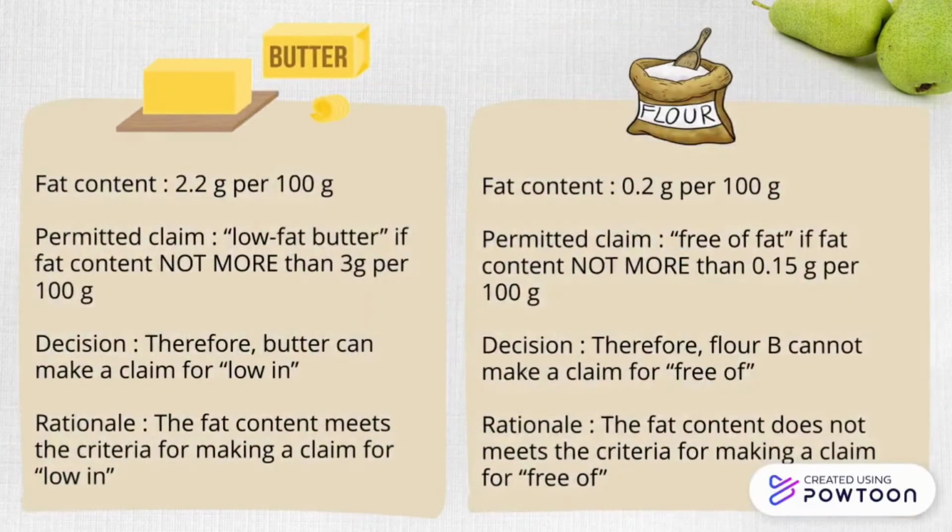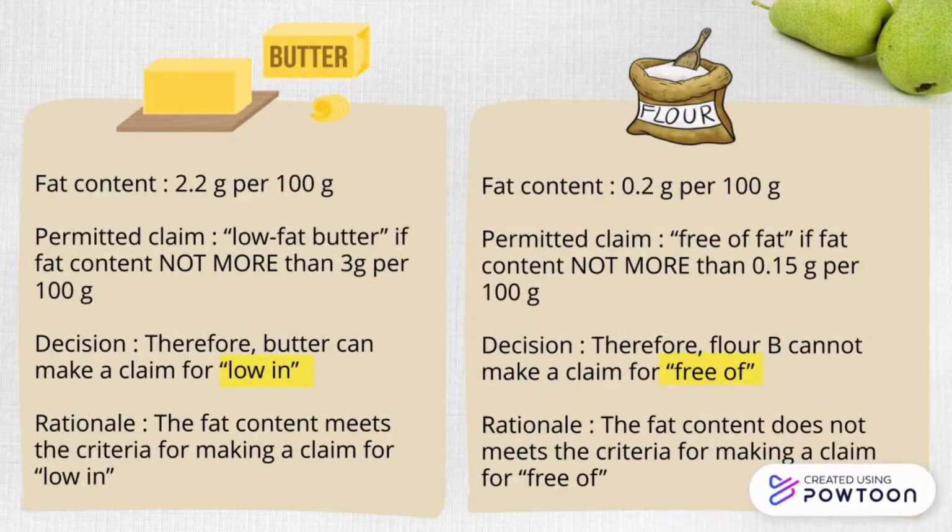For instance, we have butter and flour that differ in their fat content. We want to identify whether these foods meet the requirement of permitted claim. The fat content in butter is 2.2 gram per 100 gram. This butter can only use low-fat butter claim if the fat content is not more than 3 gram per 100 gram. Therefore, this butter can make a claim for low in since the fat content meets the criteria for making this claim.